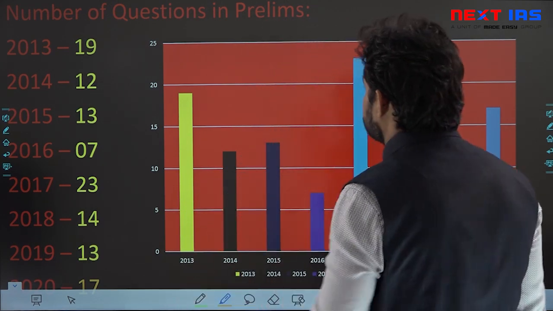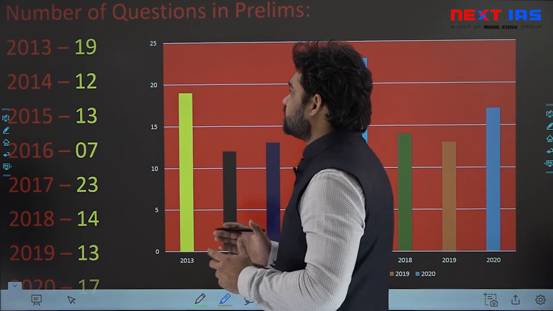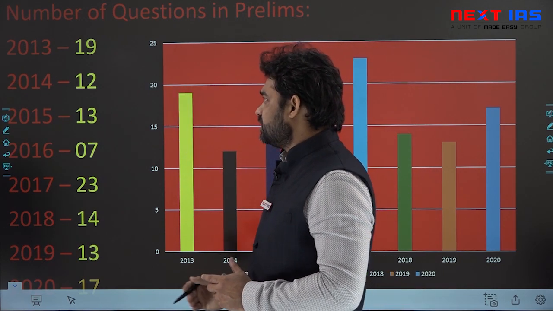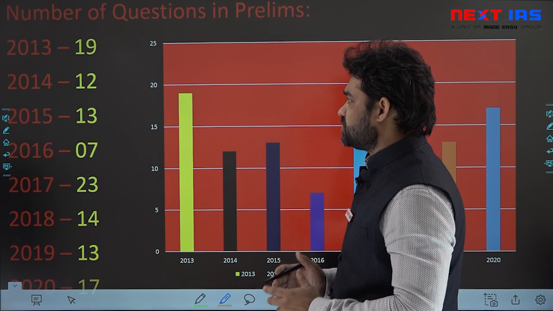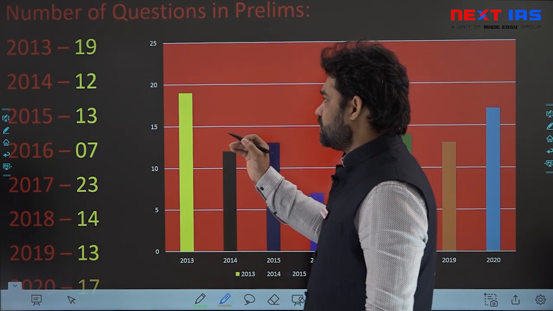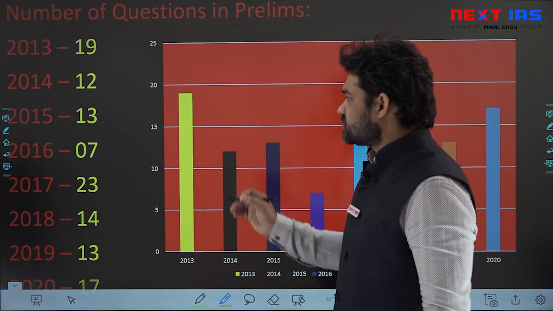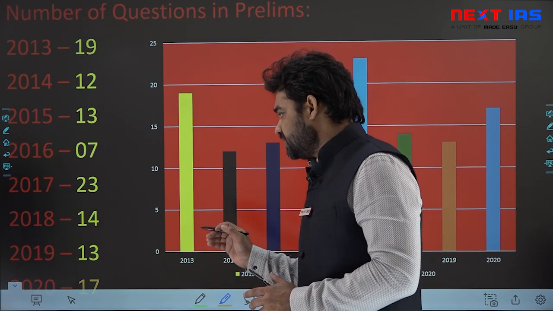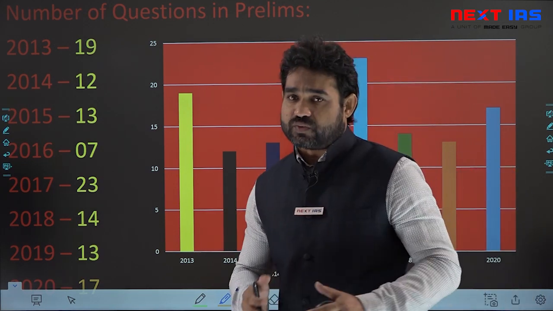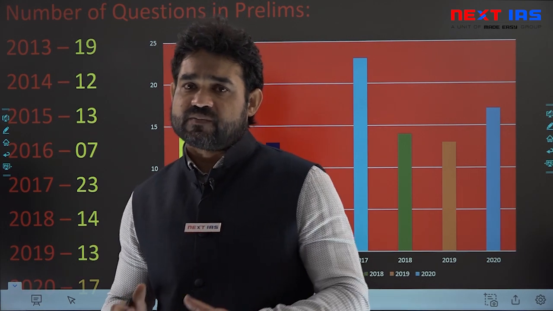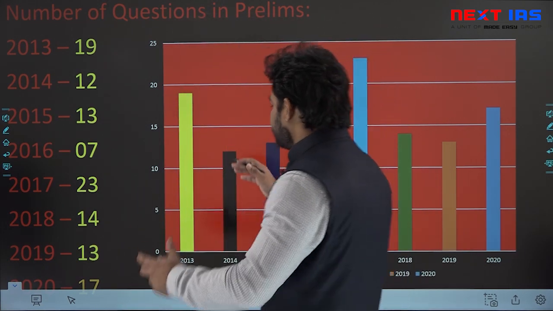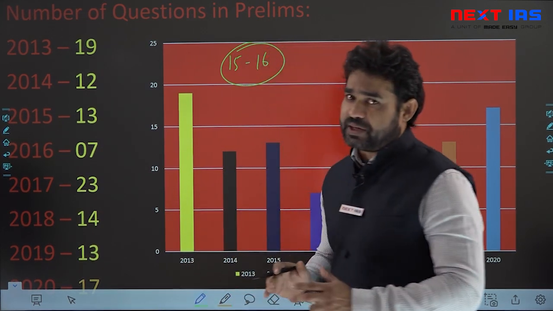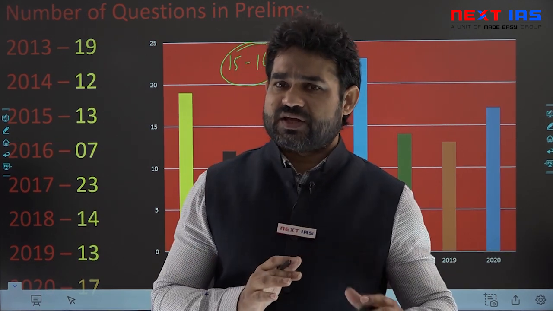Now first we see, in the civil services prelims examination, the number of questions that have been asked in the past from the Indian polity area. 2013 is the year we witnessed a change in the UPSC examination pattern. 2013: 19 questions, 2014: 12 questions, 2015: 13 questions, 2016: 7 questions, 2017: 23 questions, 2018: 14, 2019: 13 questions, and 2020: 17 questions. This year, we have seen 17 questions coming in the prelims examination. On an average basis, we may expect around 15 to 16 questions from the polity area. Sometimes even more, sometimes less.